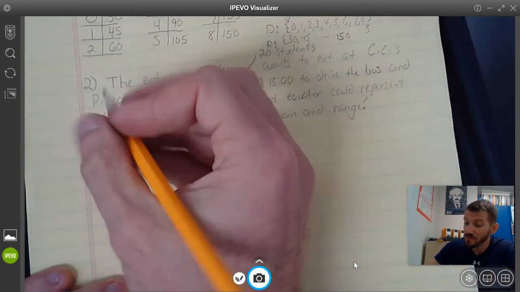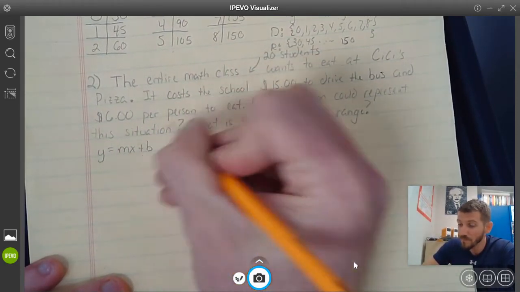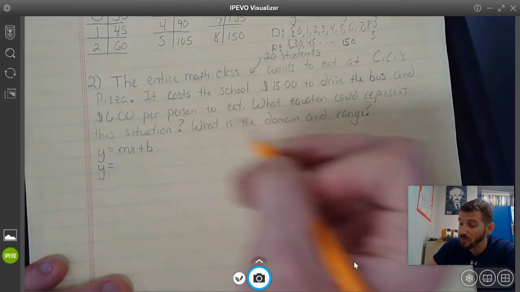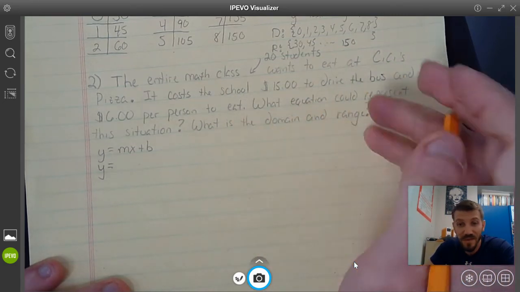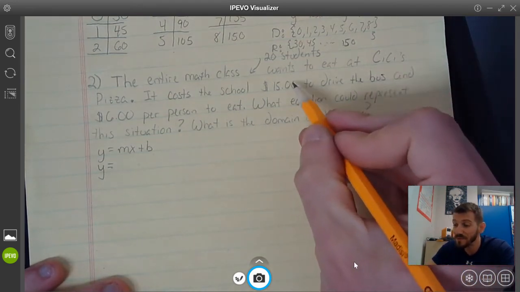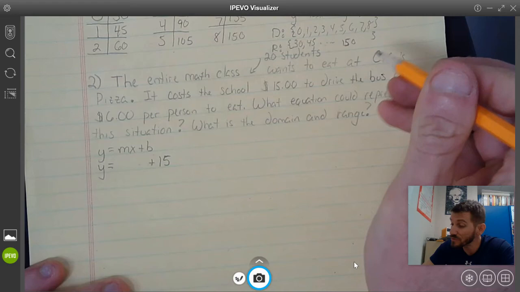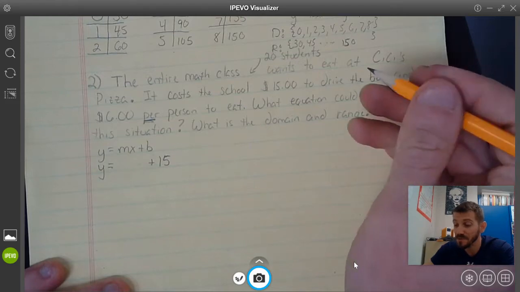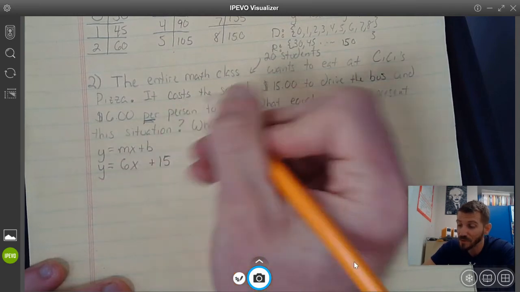Well, again, I'm starting with my y equals mx plus b. So my equation should say y equals, or the total equals, what's it going to be? So $15 to drive the bus, that's automatic. It doesn't matter if one person goes, 10 people go, automatically it's $15. So I have to add $15. Also, it's $6 per person. Per means it goes with our X. It can fluctuate. So it's $6 per person.